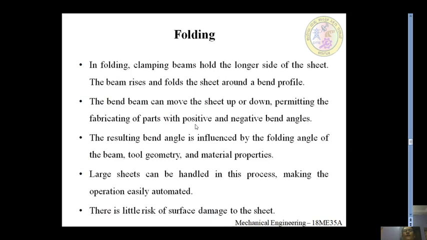So folding. In folding, clamping beams hold the longer side of the sheet. The beam rises and folds the sheet around a bend profile. The bend beam can move the sheet up or down, permitting the fabricating of parts with positive and negative bend angles. The resulting bend angle is influenced by the folding angle of the beam, tool geometry and material properties. Large sheets can be handled in this process, making the operation easily automated. There is little risk of surface damage to the sheet with this method.